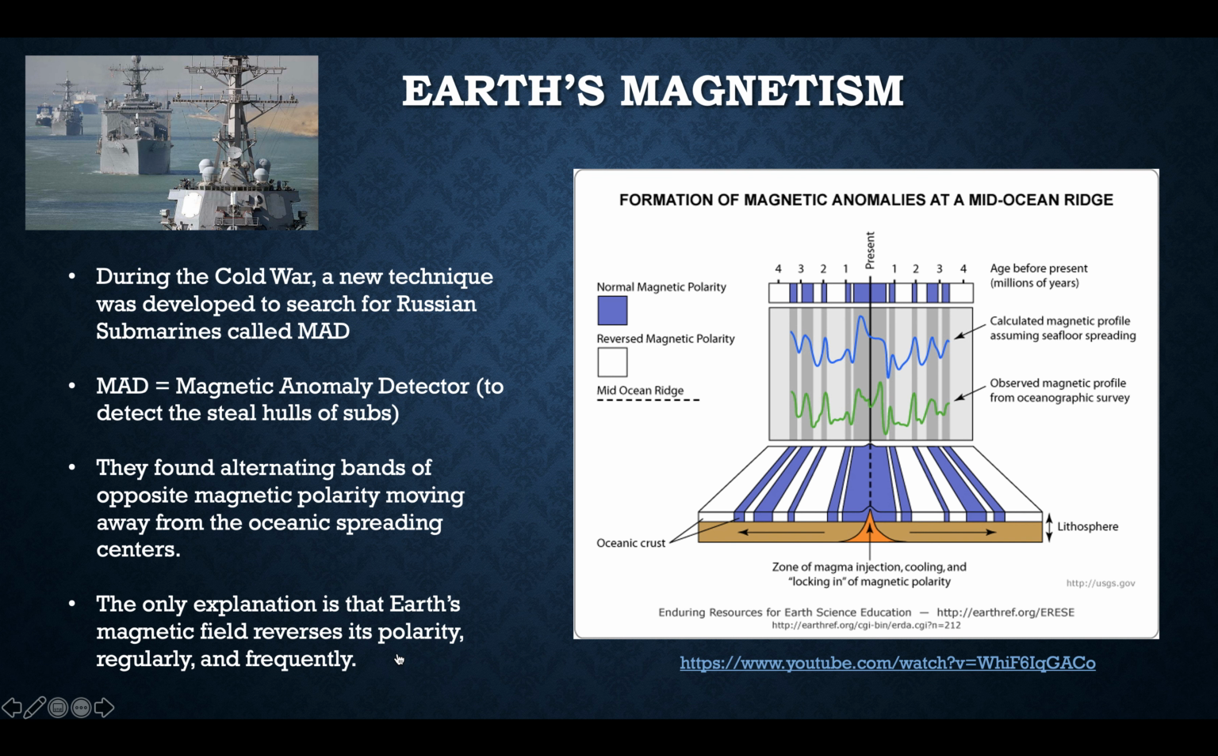So further along, scientists continued to develop more techniques for spotting the submarines. During the Cold War, yet another new technique was developed to search for these submarines. It's called MAD, or a magnetic anomaly detector. This was to look for the steel hulls of ships. And once again, they found something that they never expected and that at first they could not explain. They found alternating bands of opposite magnetic polarity moving away from these ocean spreading centers, these ridges.